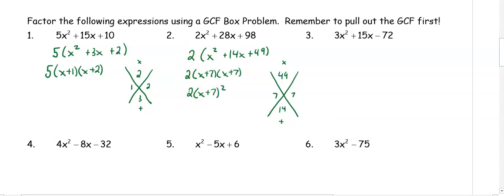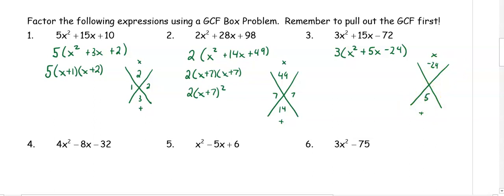Number 3, we have 3x squared plus 15x minus 72. So to get to become x squared, everything needs to divide by 3. So our GCF is 3. We're left with x squared plus 5x minus 24. So now we need two numbers that multiply to negative 24 and add to 5.